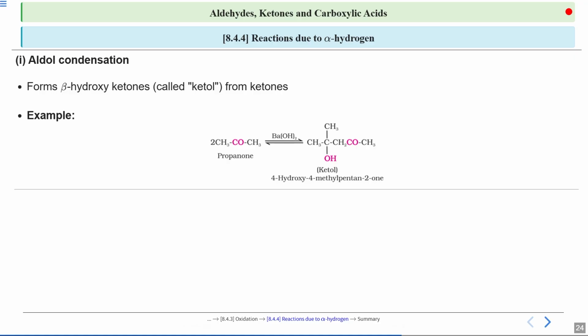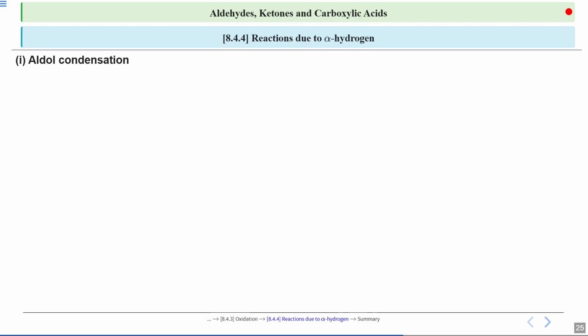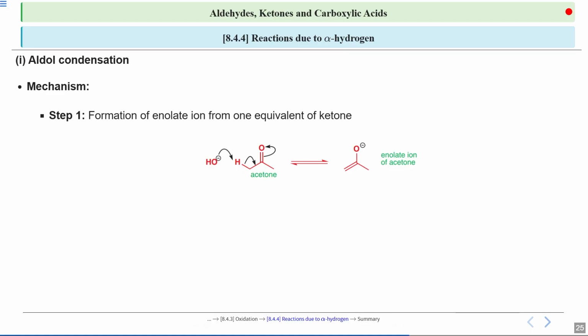Okay, is it clear? So continuing with the aldol condensation, let us look at the mechanism with ketones. If we take acetone, which is a ketone, step 1 will happen. It will form an enolate ion with one equivalent of ketone. So this is an enolate ion which is formed: the base, which is OH minus, abstracts the acidic hydrogen to get the corresponding enolate ion. So a ketone loses a hydrogen, forming a negatively charged enolate ion.